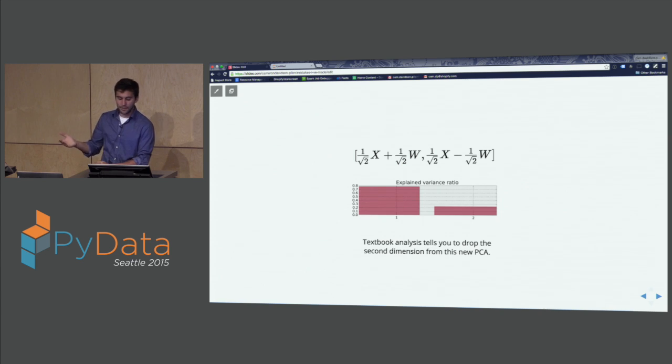The second column has very little. So the recommendation from a textbook or a professor will be just drop that second variable. There's no information in it. You don't really need it. Okay, so you do that.